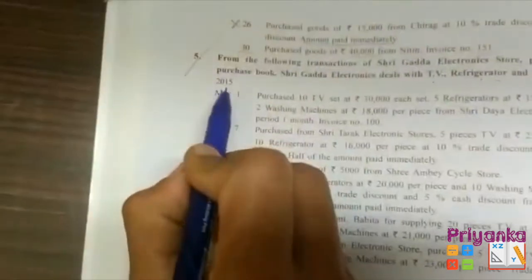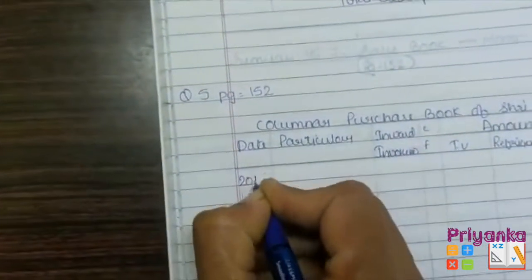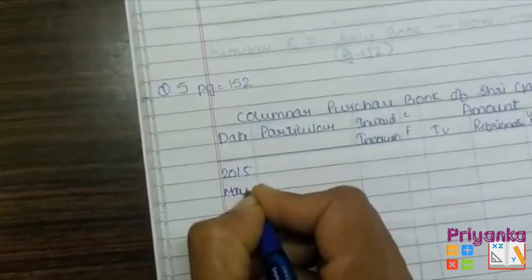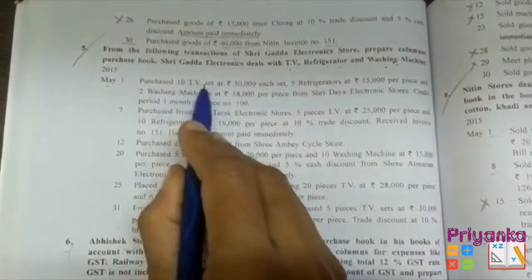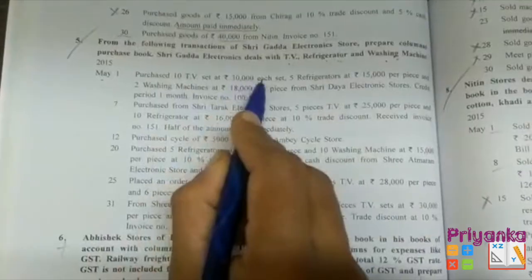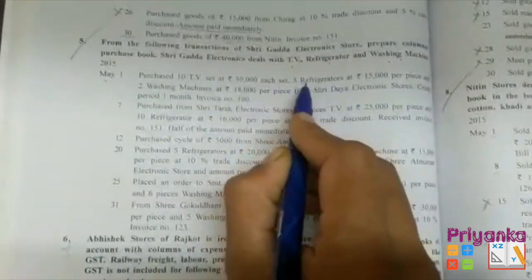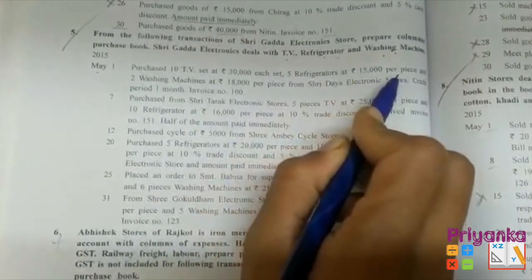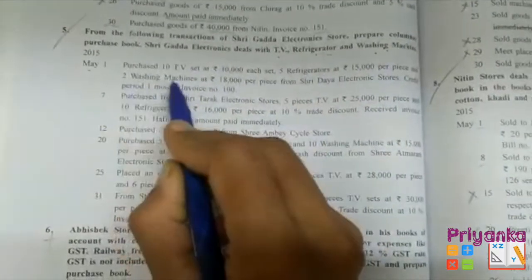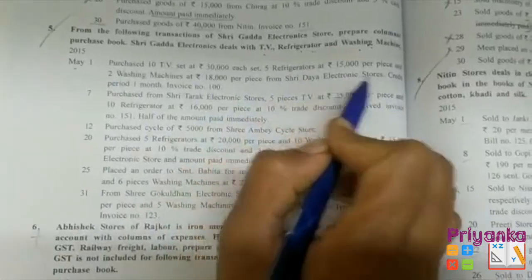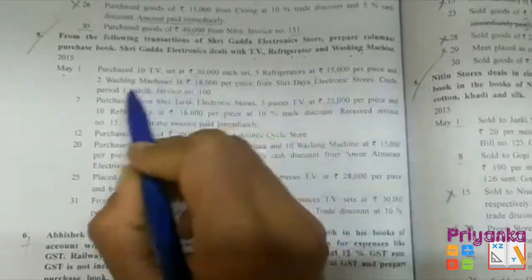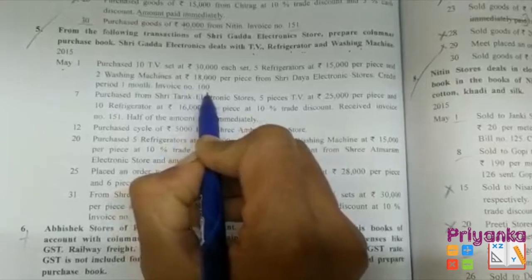Here the year is 2015 with the month May. 2015 May 1st. Now the first transaction is purchase 10 TV sets at rupees 30,000 each set, 5 refrigerators at 15,000 per piece, and 2 washing machines at 18,000 per piece. From Sri Daya Electronics Store, credit period is 1 month and invoice number is 100.